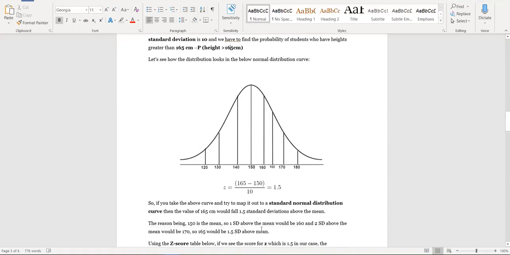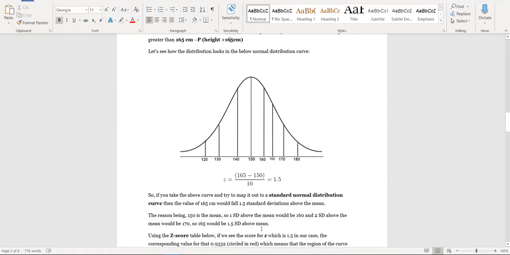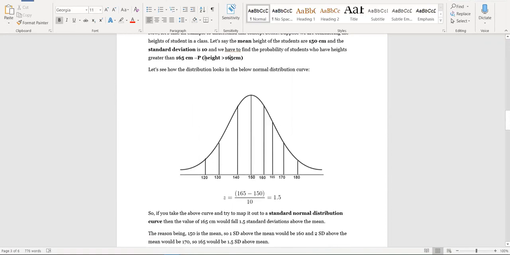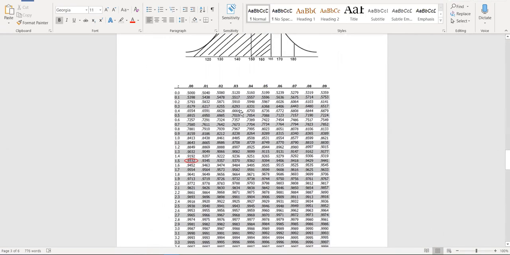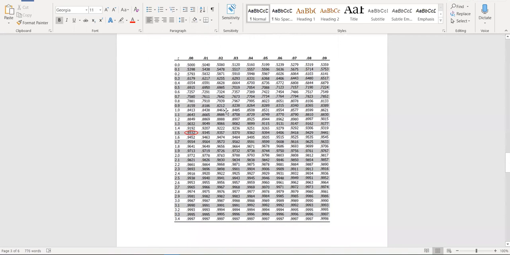So now let's calculate the z-score for this, in order to determine the probability of height greater than 165 centimeters, we need to first calculate the z-score. So for that, we'll be using a z-score table. This is a z-score table that I have just downloaded. And the z value that we got was 1.5. So the corresponding score for that is 0.9332.